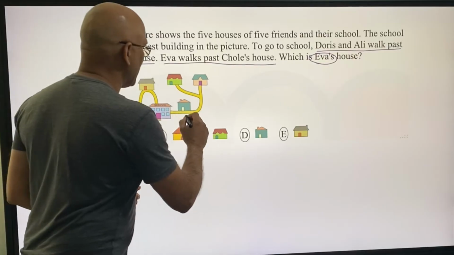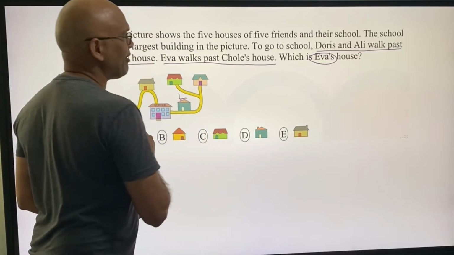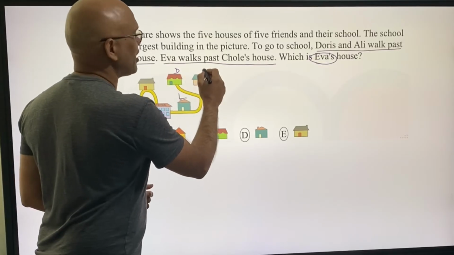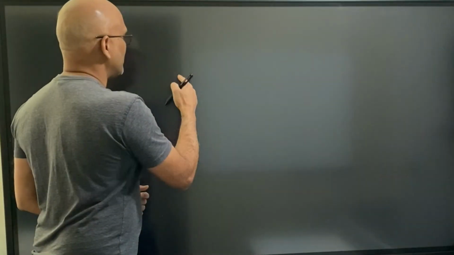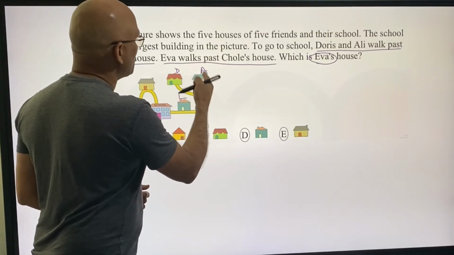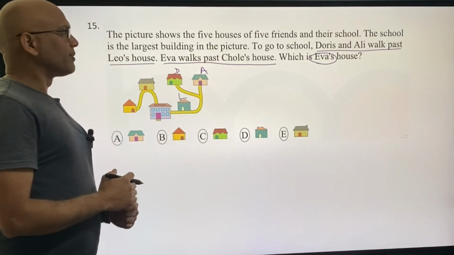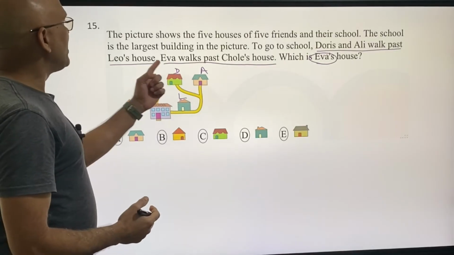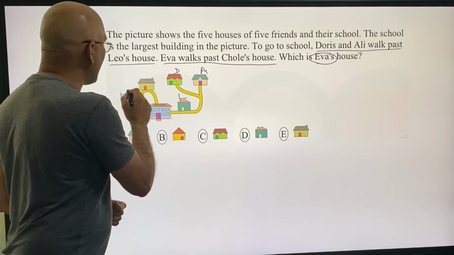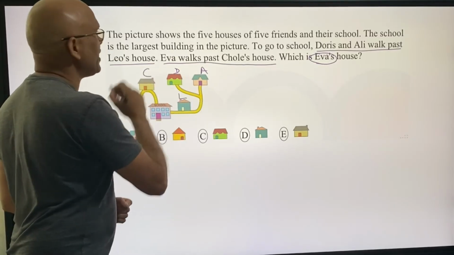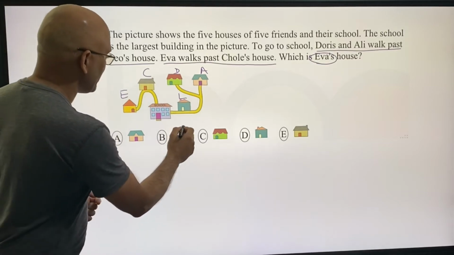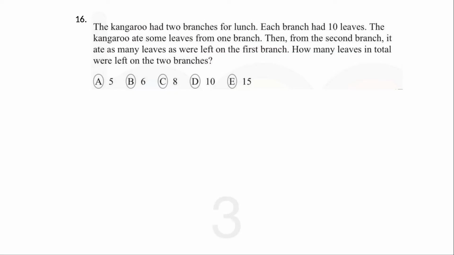So this must be Leo. I'll write L. And one of these is Doris, one of these is Ali. Either Doris, Ali, or Ali, Doris. Doesn't matter, right? Now, Eva walks past Chole's house. There's one friend, so this must be Eva who walks past Chole. This must be Chole's house, which is Eva's house. So Eva must be this one then. B is the correct choice.